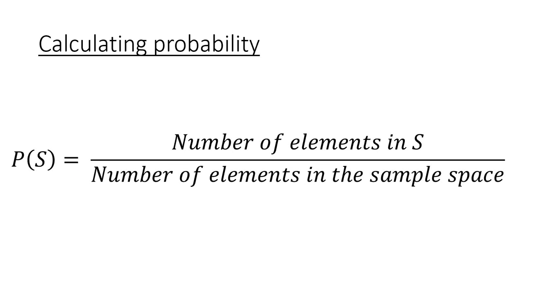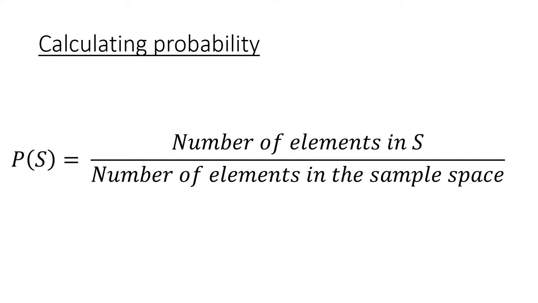So based on this, we can define the rule for calculating probability. The probability of success is equal to the number of elements in set S, and this set contains only successful events, divided by number of elements in the sample space. And just to recall it briefly, sample space consists of all the possible outcomes of a certain event.